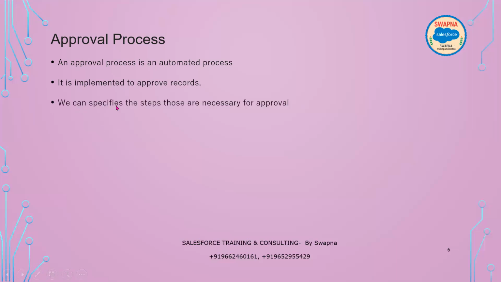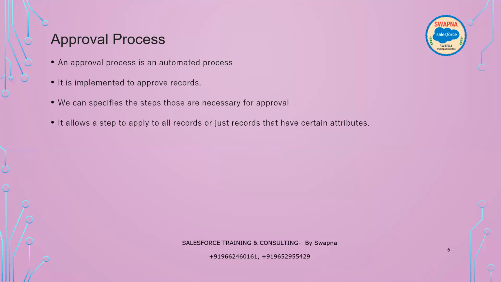We can specify the steps that are necessary for approval. That means, what are the steps that we need? What is the condition that I need to check before it processes the approval? And it allows the steps to apply to all the records or just the records that have a certain attribute.